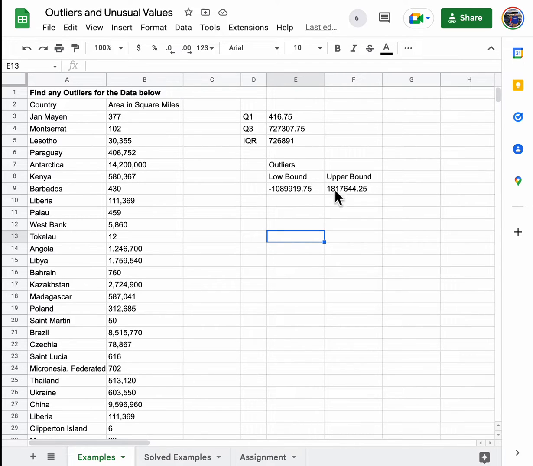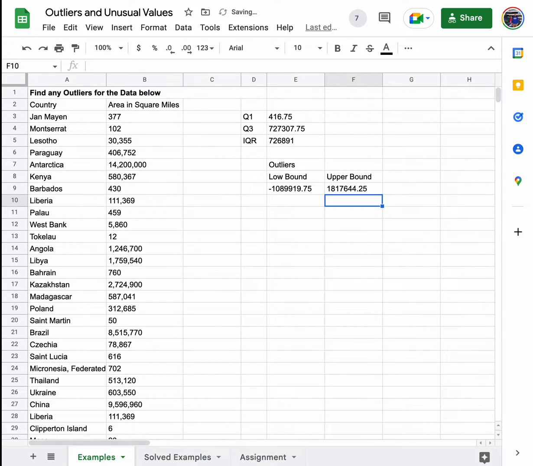Question? Can you do the upper bound again? Yep. So equals Q3. We click on our Q3 value, plus 1.5, typing it right in, times, that's the shift 8, and then select your IQR. And once you hit enter, it's going to give you that massively large number. And then for the lower bound, it's plus 1.5? Or minus 1.5? Minus 1.5, yeah.